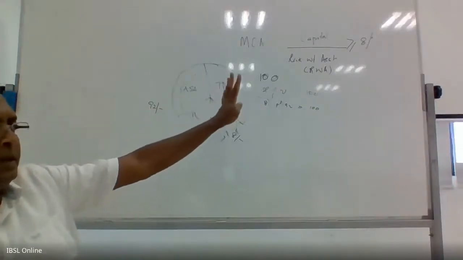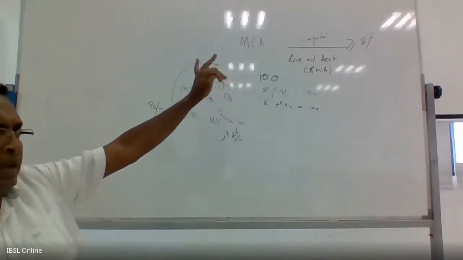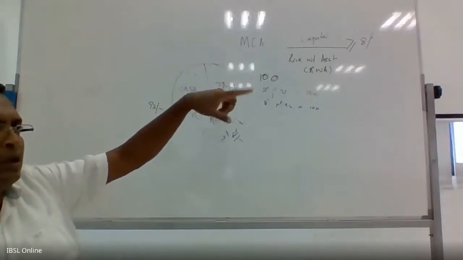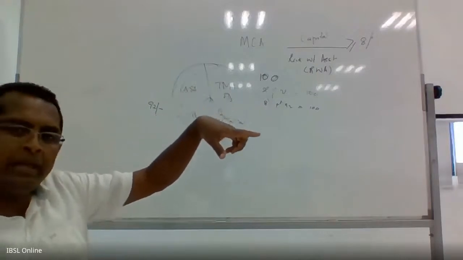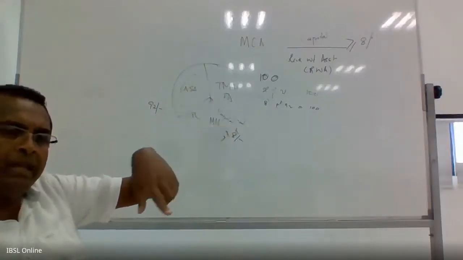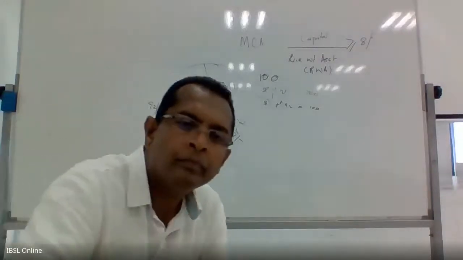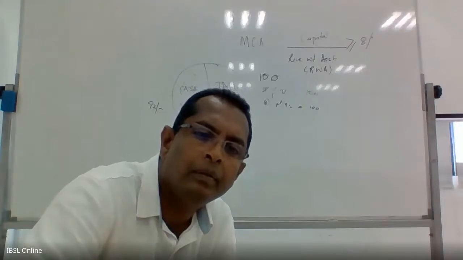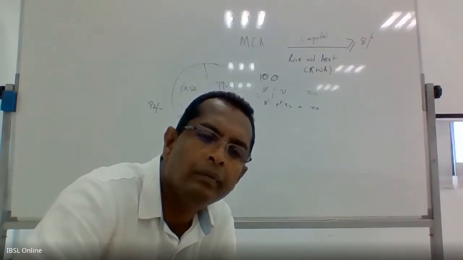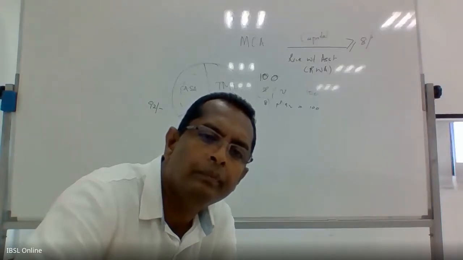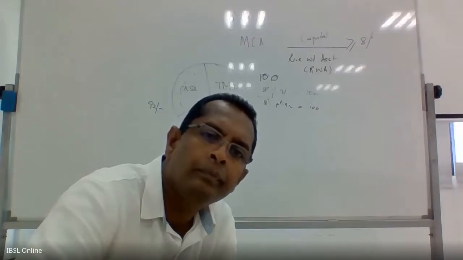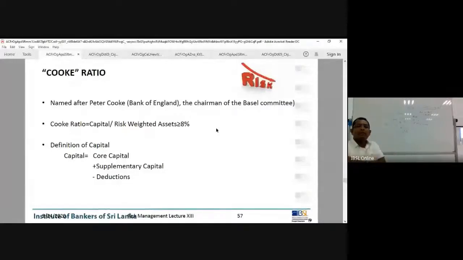This capital means tier 1 capital, tier 2 capital, now it is tier 3 capital as well, minus deductions, which are investment in unconsolidated banking and finance companies and investment in the banking sector, right? Minus goodwill, that is capital. Right, this is the Cooke ratio, Peter Cooke, Bank of England, chairman of the Basel Committee, MCA, minimum capital adequacy ratio. Right.